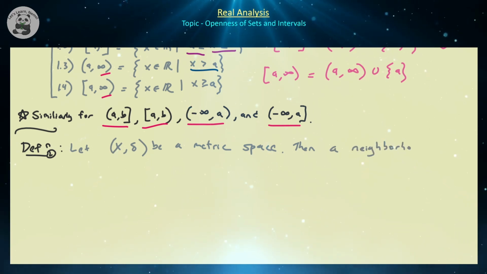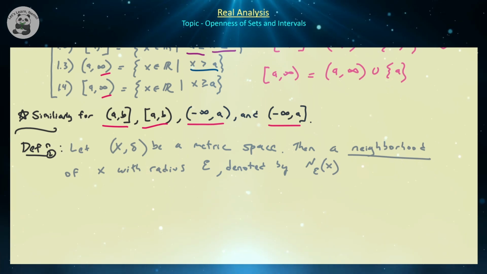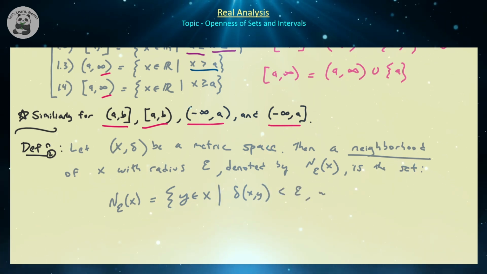A neighborhood of x with radius epsilon, which we're going to denote by N subscript epsilon of x, is going to be the set defined as follows. So N epsilon of x, a neighborhood, is defined to be the set of all y in our metric space X such that the distance between x and y is less than epsilon, where epsilon is an arbitrarily small but positive number.